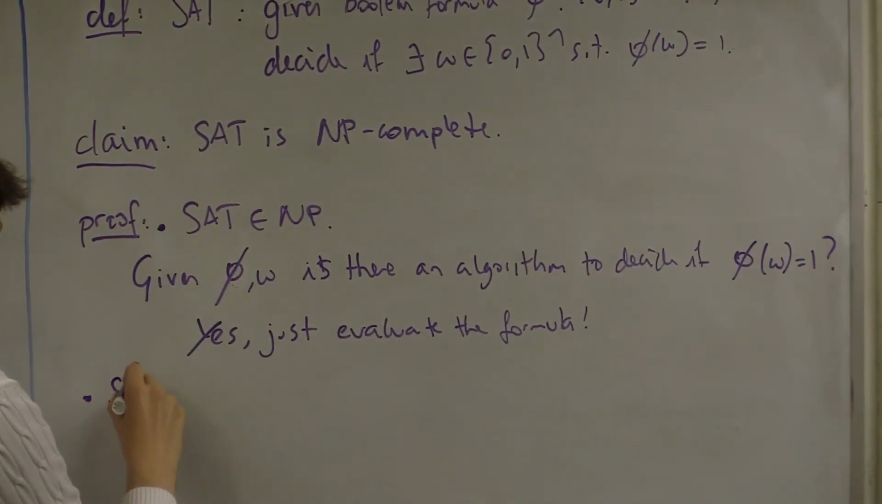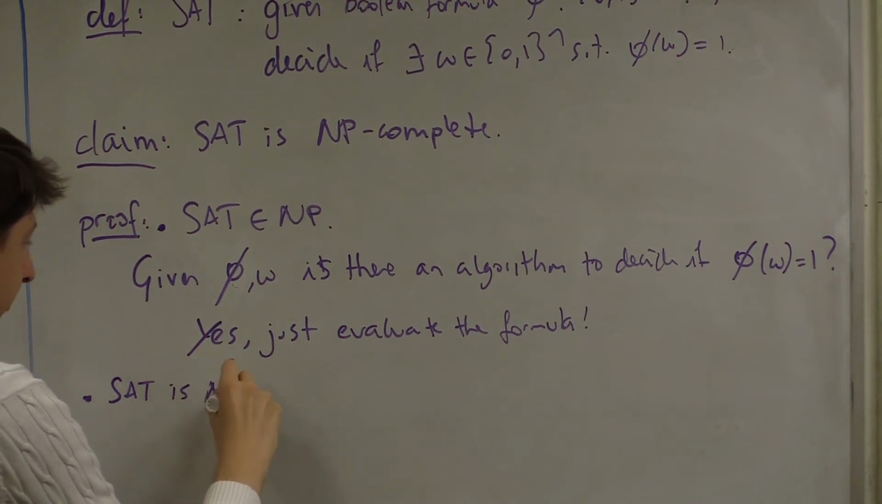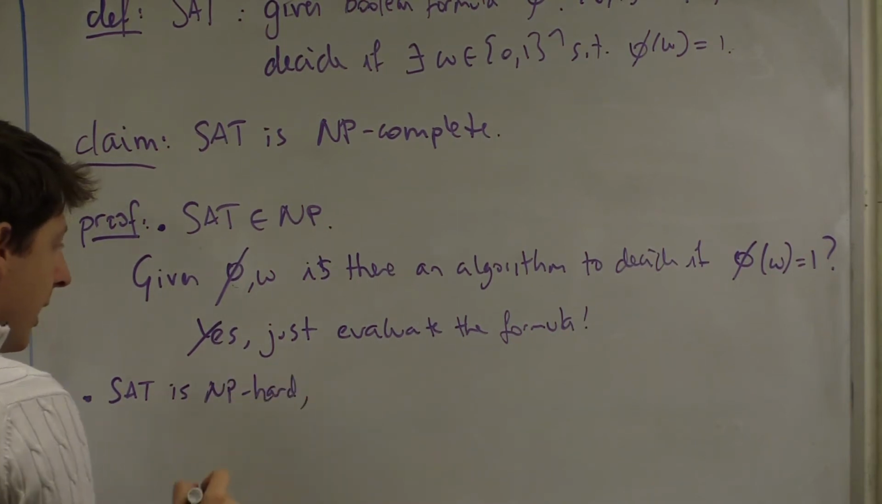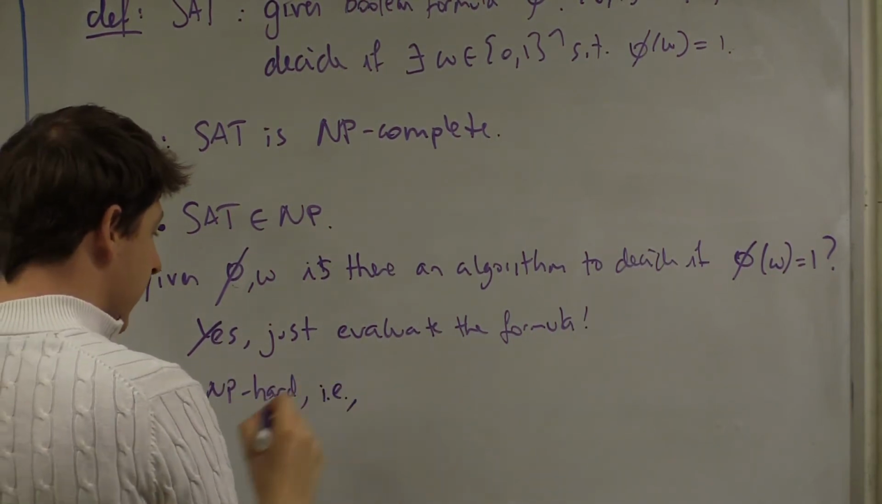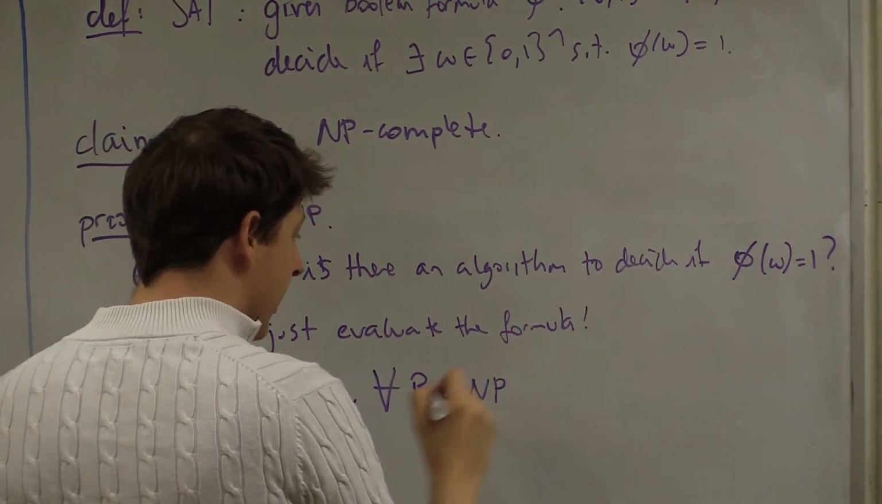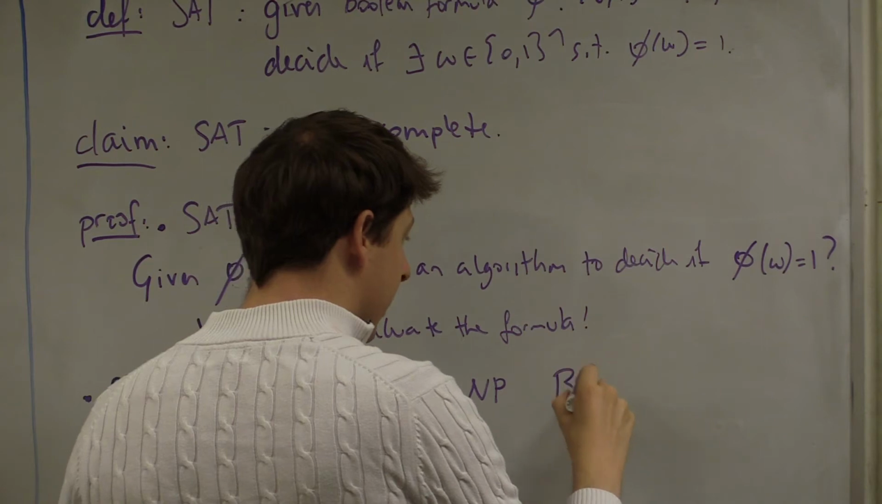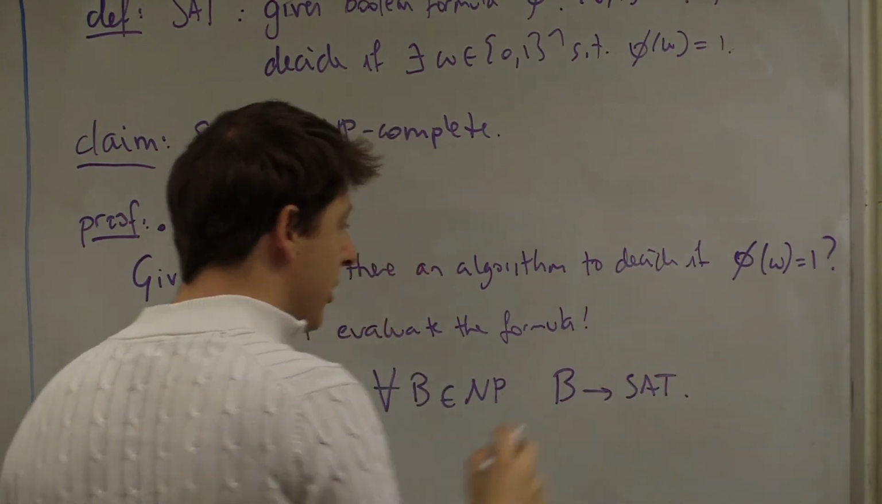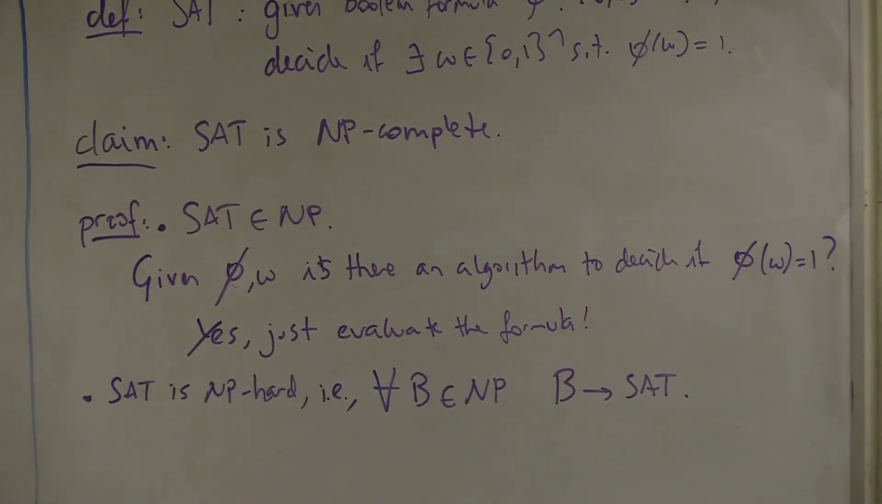The other thing is to prove that SAT is NP-hard. In other words, for every problem B in NP, it is the case that B can be reduced to SAT. Namely, you can use an algorithm, a decision problem for SAT, to solve the decision problem for B, for any problem B in NP.